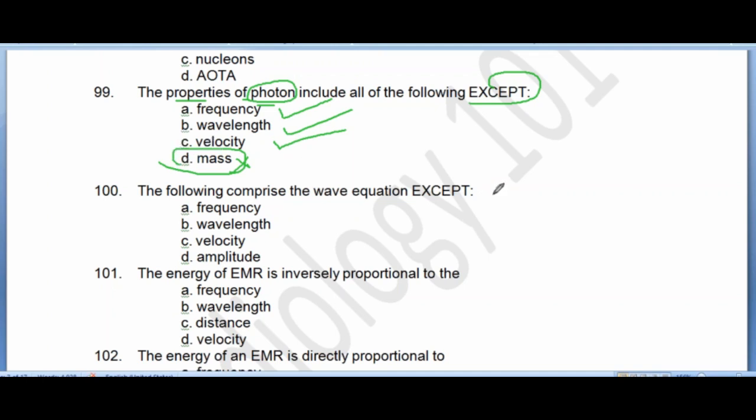100. The following comprise the wave equation except. So, anong formula natin sa wave equation? C is equal to F times lambda. So, C for velocity, so check na ito. F for frequency, check. Lambda for wavelength, check. So, except amplitude. Okay?